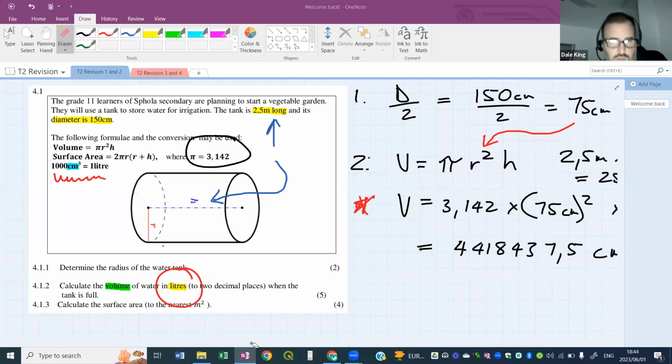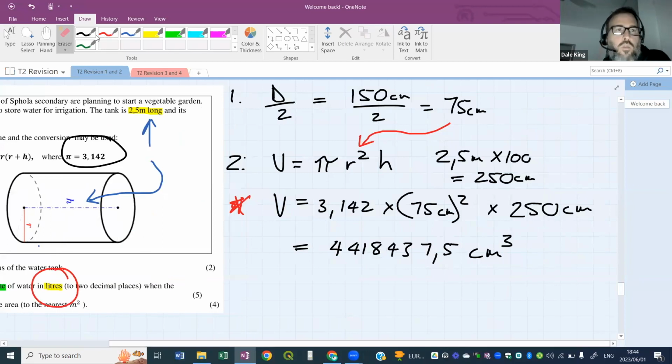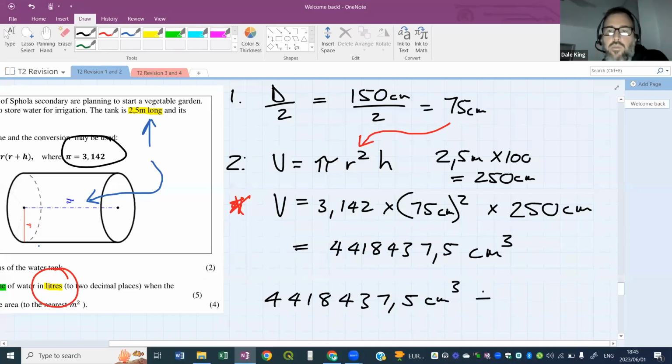Right, let's have a look. We're getting there now. So this is cubic centimeters. The conversion in the question tells us every 1,000 cubic centimeters is 1 liter. So here is our answer in cubic centimeters. We need to convert this to liters. Every 1,000 of these is 1 liter, so I need to divide this by 1,000. I want to know how many 1,000 cubic centimeters I have in this answer. So I'm dividing by 1,000 because every 1,000 of these is 1 liter.